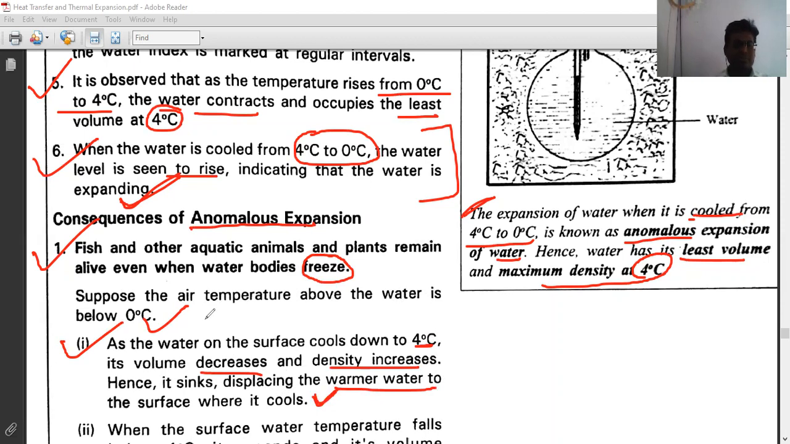Right? In this way, with this different behavior, fish and other aquatic animals keep themselves alive whenever water is showing different behavior, right? 0 to 4 degrees Celsius. So write points fifth, sixth, and first point also.